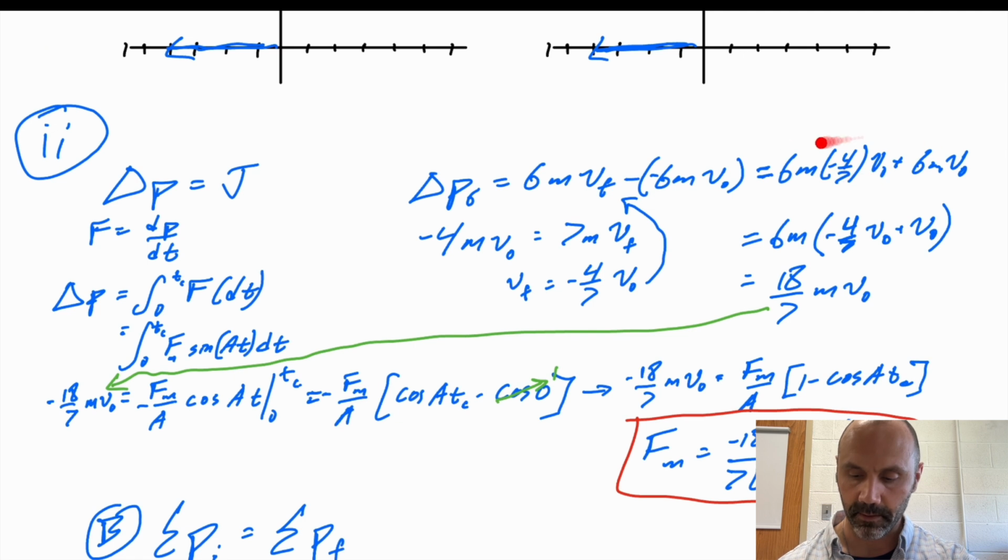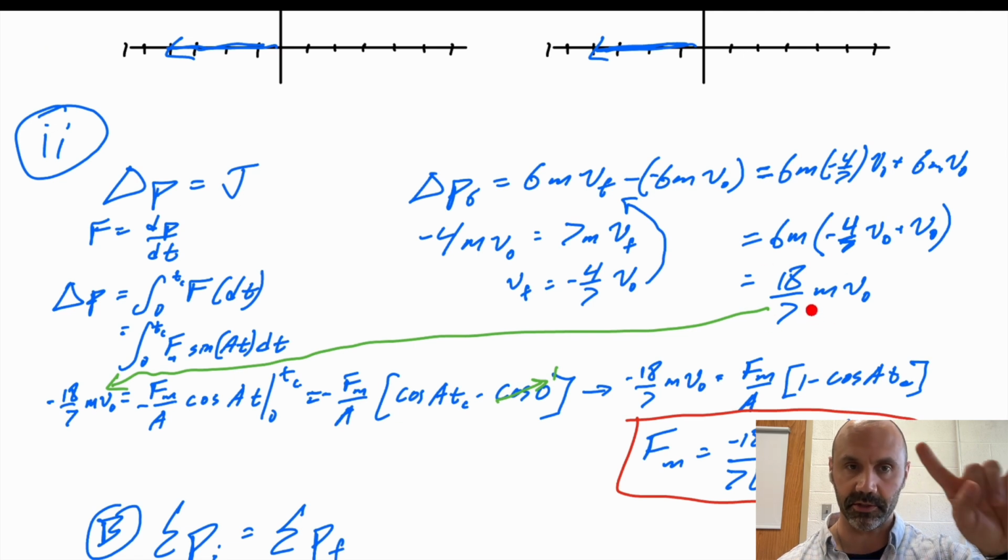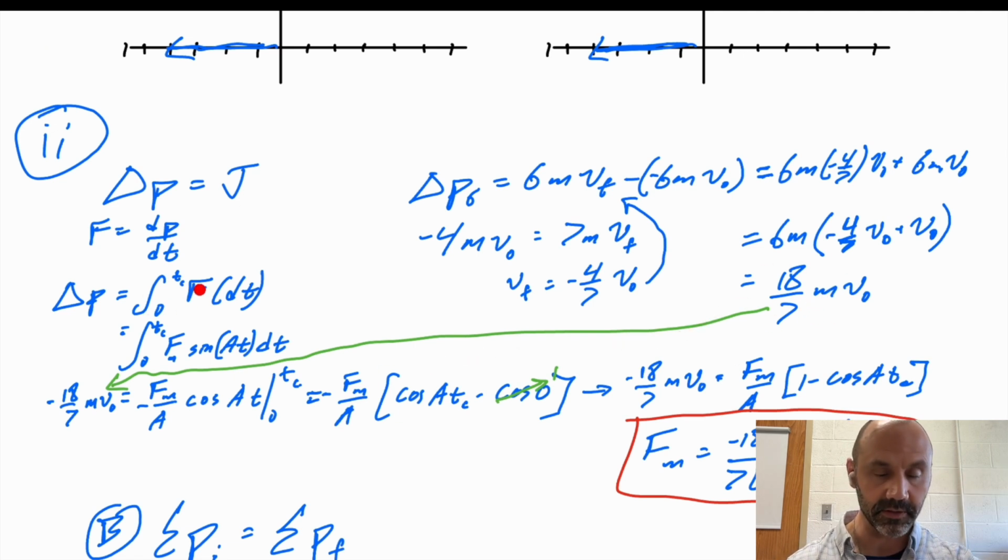-4/7 V naught. I combine all this together, and I get 18/7 mv naught. This now is delta P. So I have 2 expressions for delta P. One, the integral of F dt, and the other one, 18/7 mv naught. So that goes in here. I do the integral here.